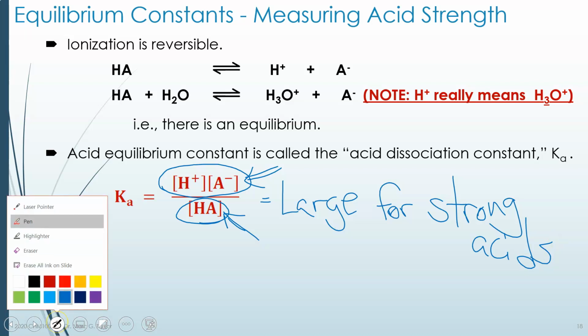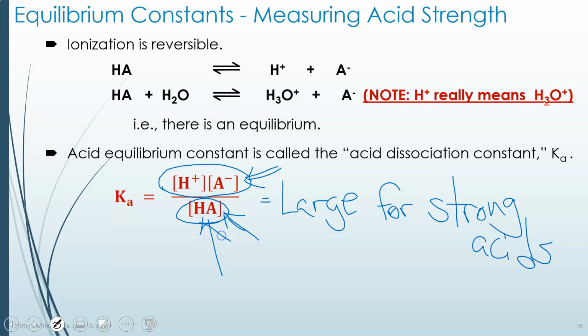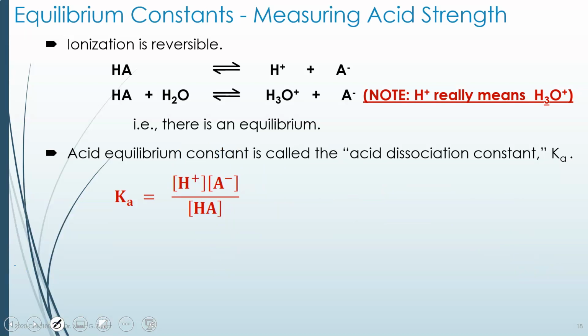Weak acids would have very low Kas, because in that case this value would be very high, and the top values, the numerator values, would be very low, and we'd end up with a very low number for weak acids. But we have this equilibrium expression, and this is written based on this first simplified version.